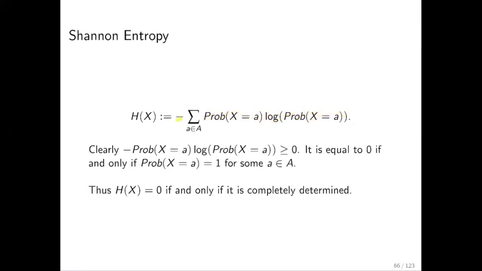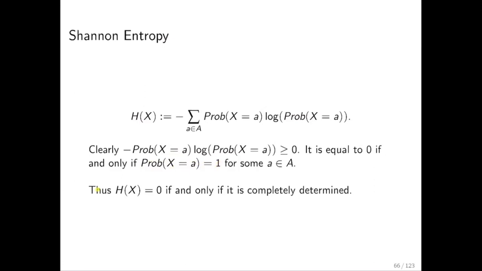Now, each term here with this negative sign is a non-negative term. When is it equal to 0? Well, it is 0 if and only if either this probability is 0, I'm taking the limit then, or this probability is 1. So the entropy H(X) is equal to 0 if and only if precisely one of the probabilities is equal to 1. If one of them is equal to 1, then all the others have to be 0.